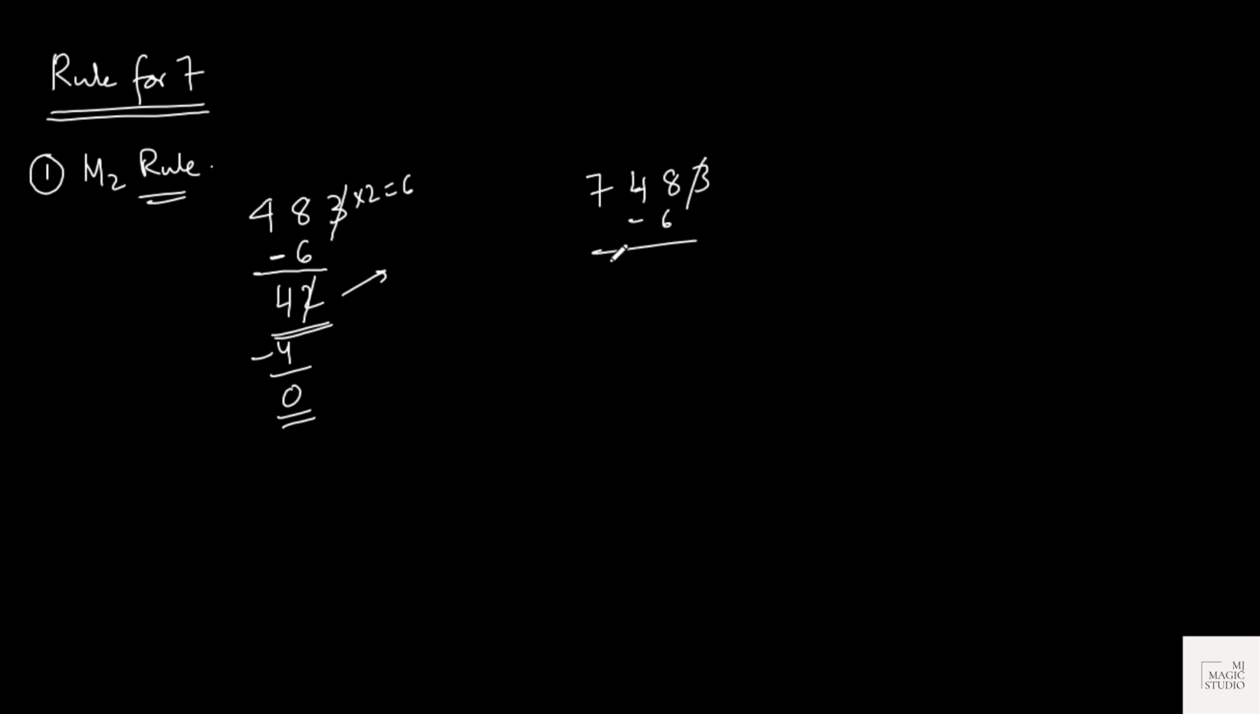Minus 6 will give 742. Now 2 into 2 is 4. This will give us 70. Now we know that 70 is divisible by 7, then the entire number is divisible by 7.